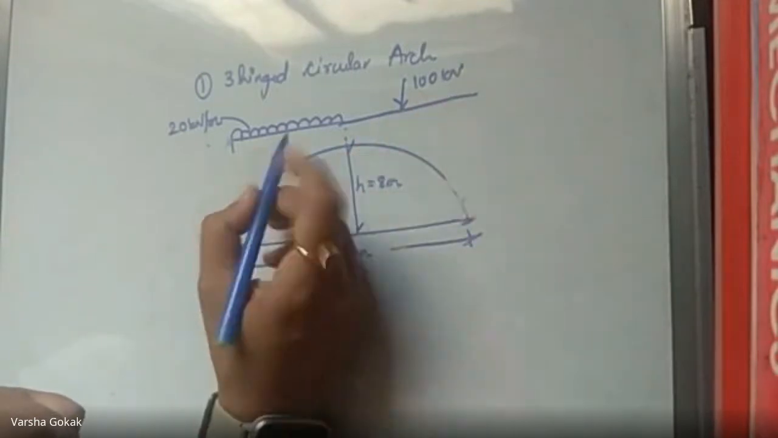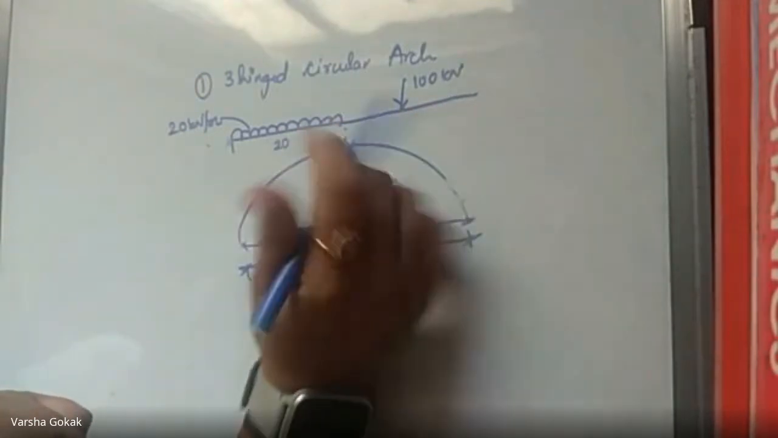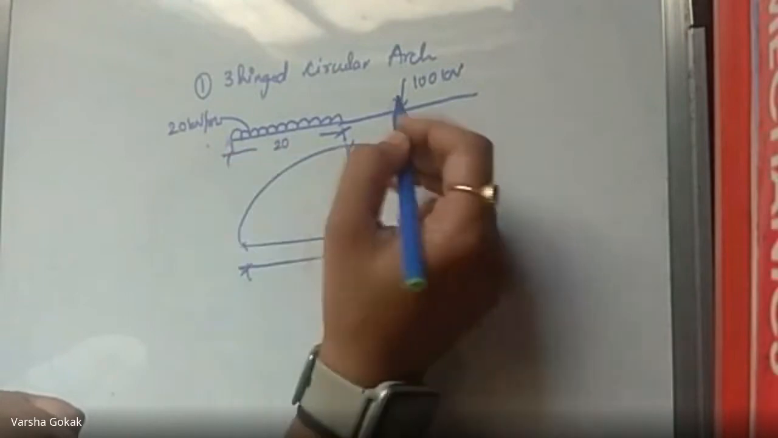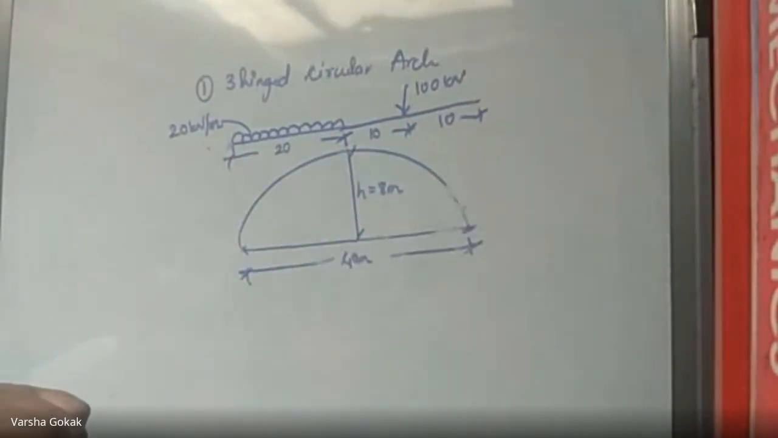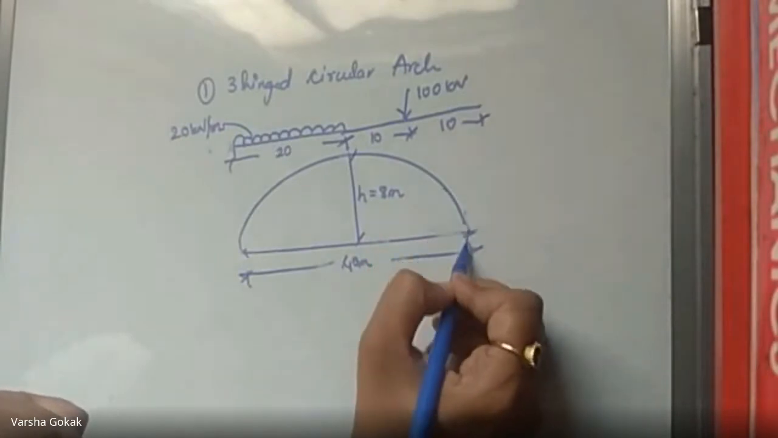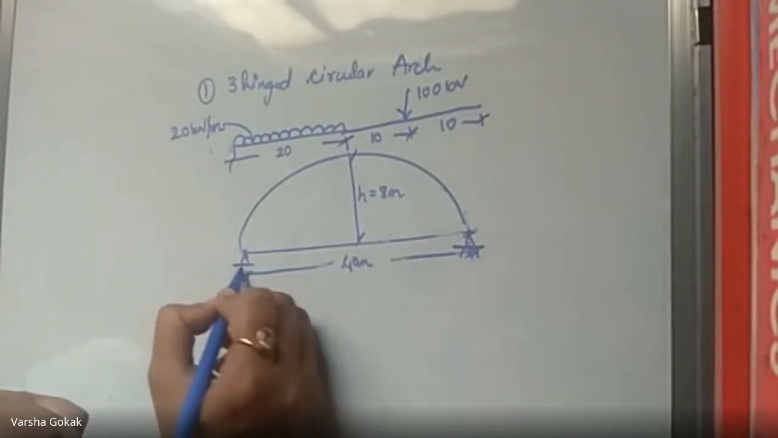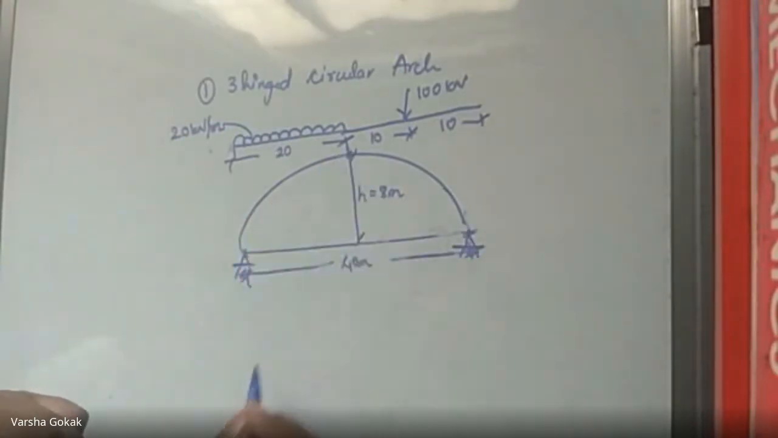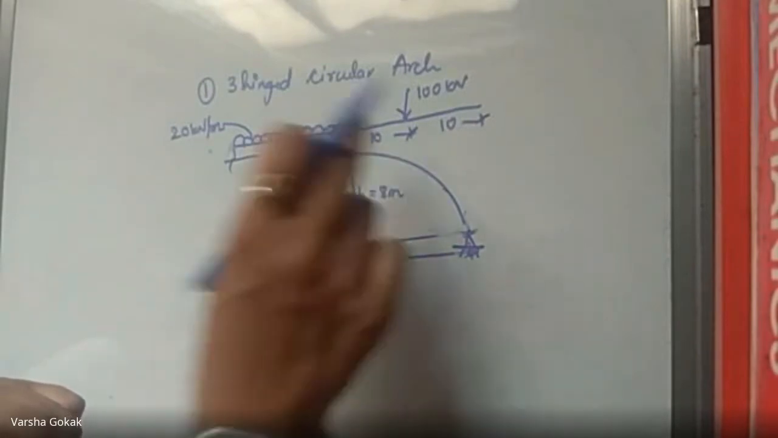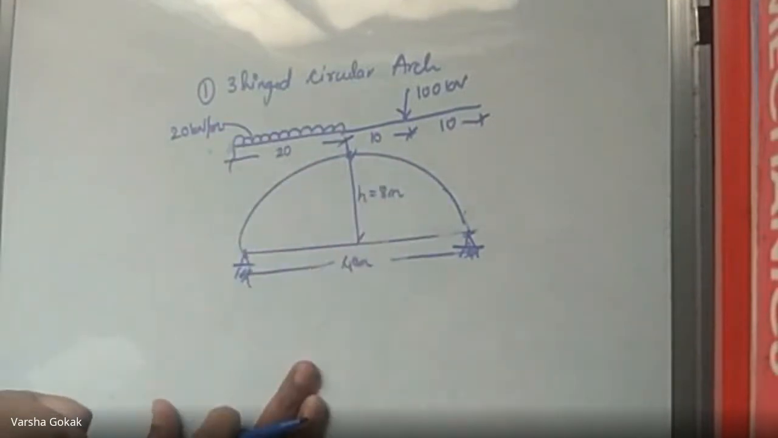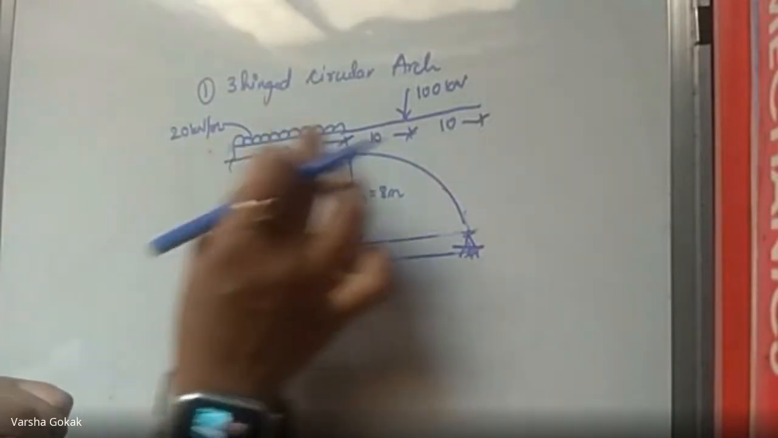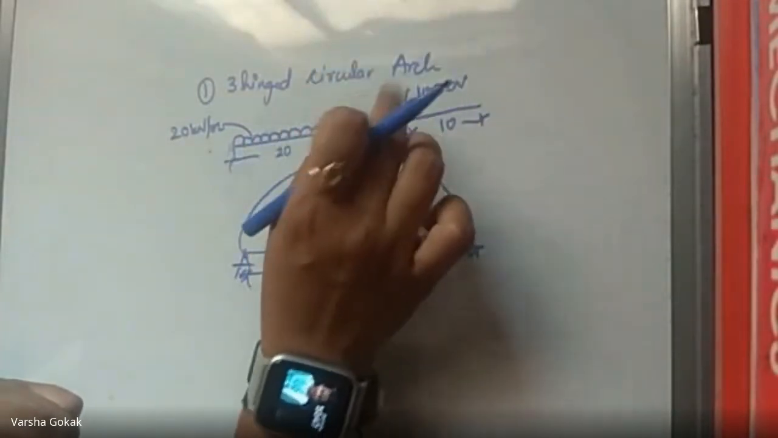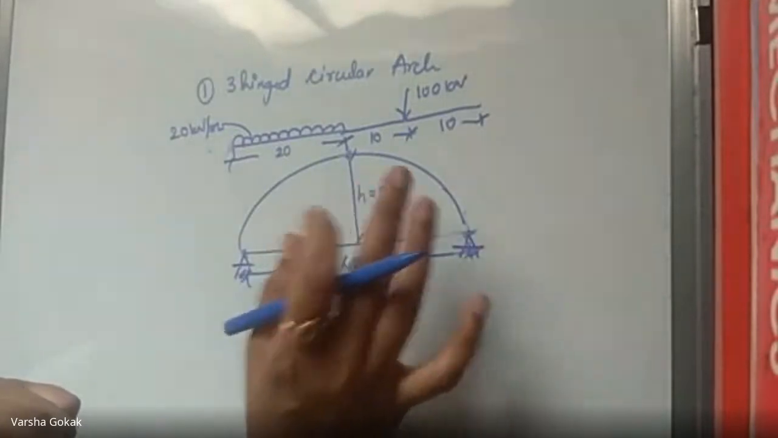So if this is 40, this is going to be 20, and this is 20. Correct? So if this is center, this is going to be 10, and this is going to be 10. So this is how you complete your diagram. This is a hinge, and this is a hinge. This point also will be called a hinge. That is why it is called a 1, 2, 3, three-hinged arch. So this is a three-hinged circular arch. The left half has a UDL, the right has a central point load of 100 kilonewton. Find the reactions of the support.